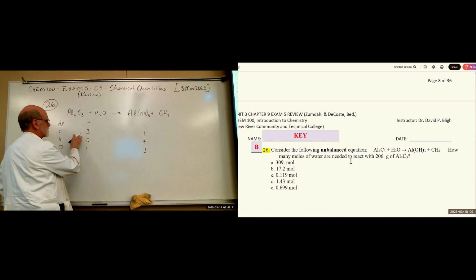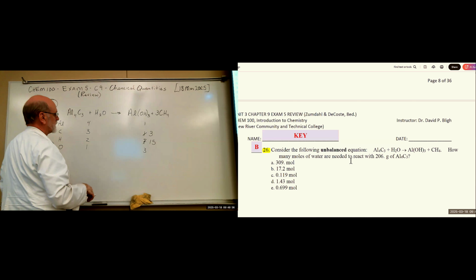We put a 3 here. That makes 3 carbons. Now that changes 3 carbons. 12 hydrogens plus 3 is 15 hydrogens. All right. 3 times 4 is 12 plus 3 is 15.